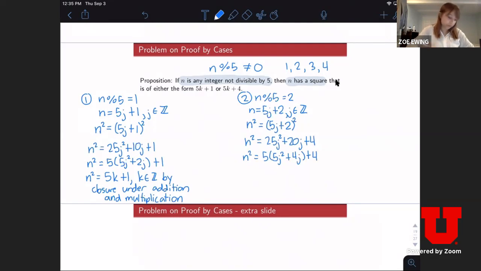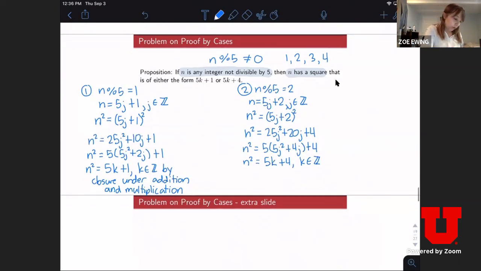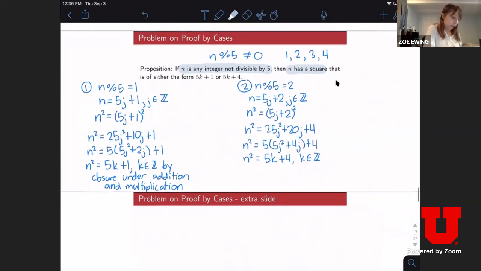Closure. So by closure, we know that this is 5k plus 4, where k is in the set of integers, again by closure under addition and multiplication. And we already know, I meant to say this last time, but we're double checking that they're in the form of 5k plus 1 or 5k plus 4. So far, we're good.